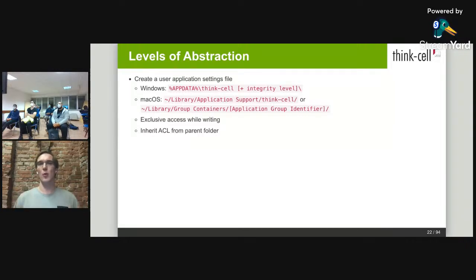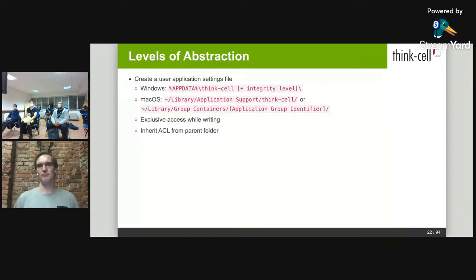And then there are a couple of decisions we can make just because we know what the function is supposed to do. So we can, for example, always say that we want to lock the file with an exclusive lock when we're writing it, because we want nobody to read a partially written settings file. And we can also say that we always want to inherit the access control list from the parent folder when we create such a file, because the parent folder is a system folder and presumably has the correct access control list set.